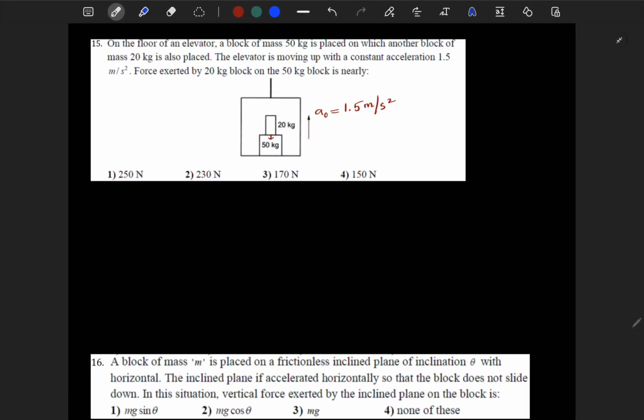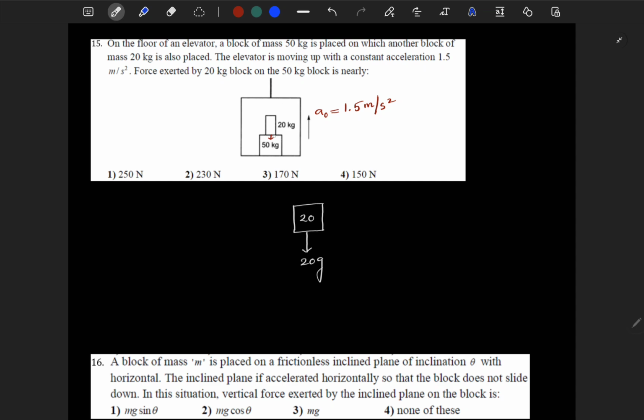Then we'll know the answer. The force exerted by 20 kg on 50 kg. So I'll draw the free body diagram of the 20 kg block. This is 20 kg. So the gravitational force is in the downward direction, which is 20 g.